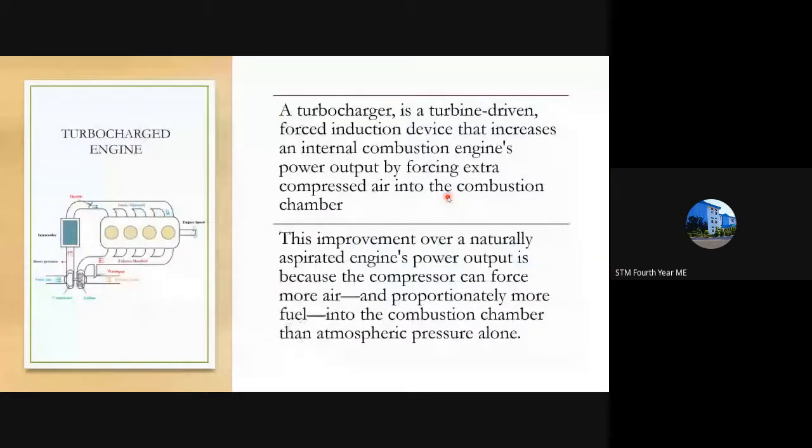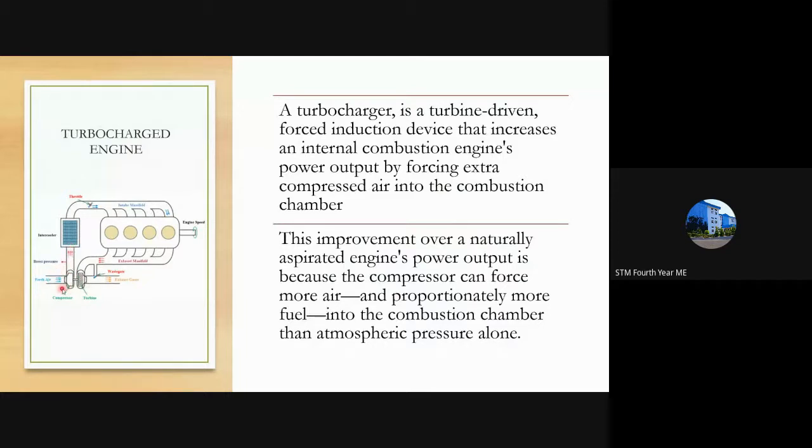Okay. Next is the turbocharged engine. In a turbocharged engine, it is different from a supercharged engine, which draws power from the engine itself. But in a turbocharged engine, the inlet manifold is shown here, the exhaust manifold is shown here, and it works solely on exhaust gas. Okay, it is nothing but a compressor and a turbine coupled together, and this turbine is provided here at the exhaust manifold, and this compressor is provided before the inlet manifold.